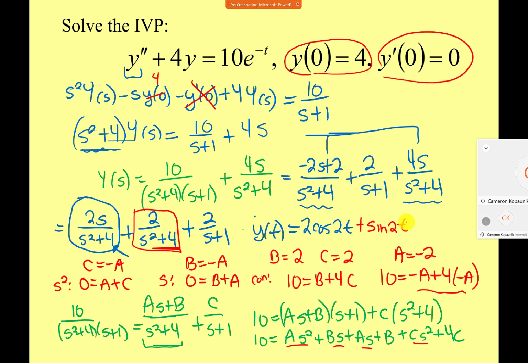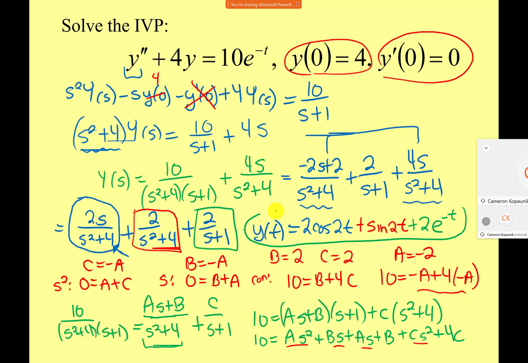And then the last term, let's go ahead and do the last term. I recognize that one as well. That's an exponential. So that's going to be plus 2 e to the negative, it's s minus a, so it's going to be negative 1.